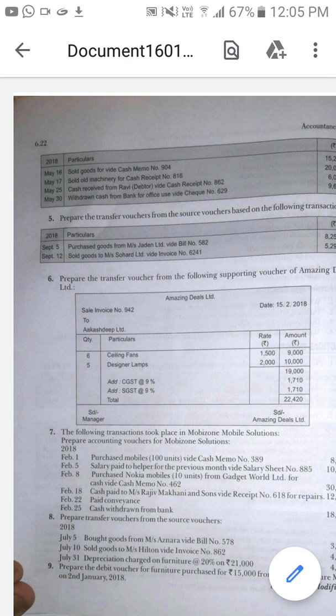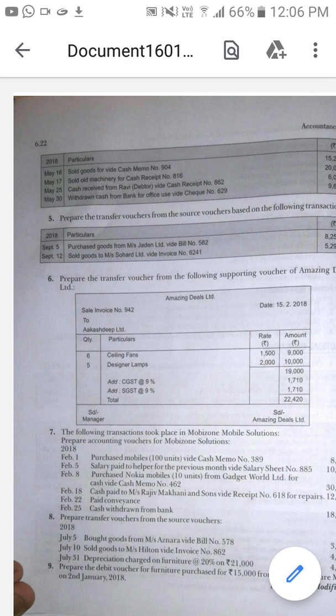So see the first one, February 1. How many vouchers do you have to prepare? 1, 2, 3, 4, 5, 6. So six vouchers you have to prepare in the seventh problem. For the first one, write the company name, Mobizone Solution, voucher number 1, put the date, put the amount column, and if it is a debit voucher, you have to write the received amount and affix the revenue stamp, as per the format.